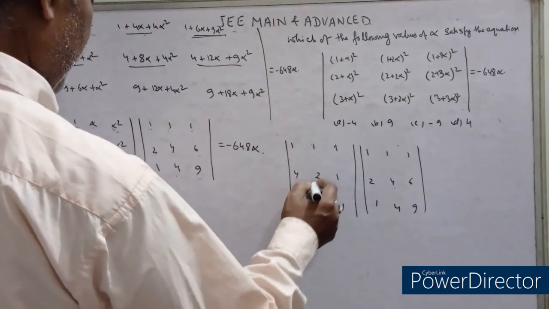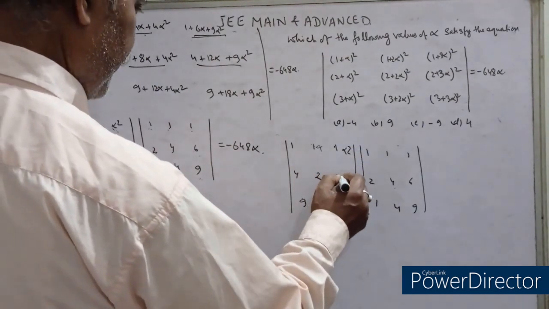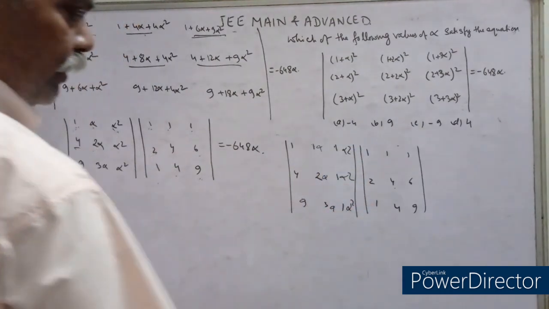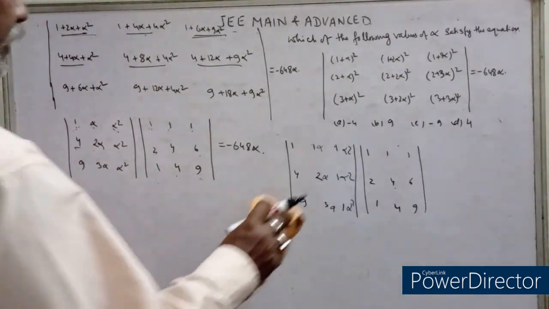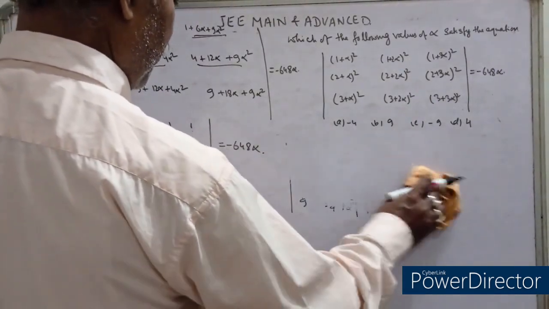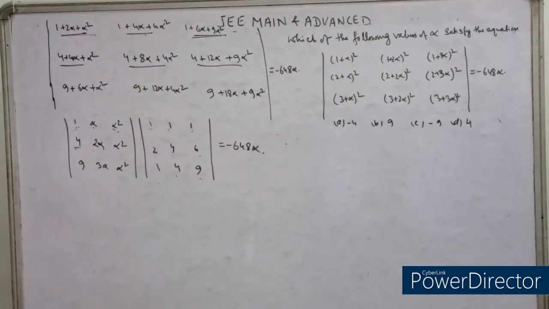So here I have added alpha here and alpha square here, alpha square. So I have broken this into two determinants by taking the help of matrix multiplication. That means the value of this is equal to the product of these two determinants. You can make this into a product of these two determinants.